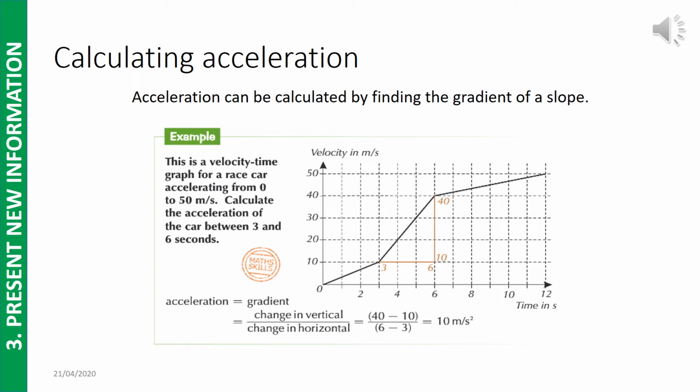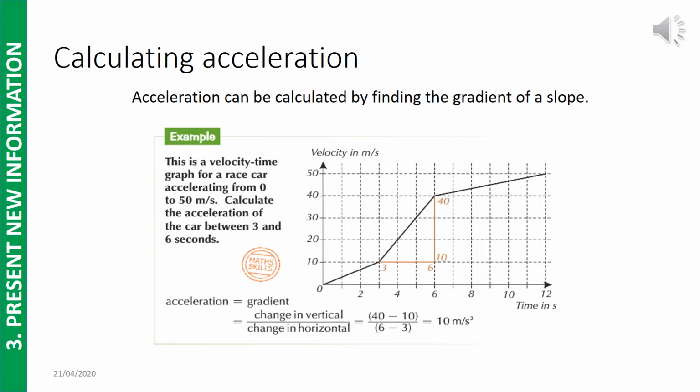taken. So working through this example on the screen here, this is a velocity time graph for a race car which accelerates from 0 to 50 meters per second. You can see that there are three sections to this graph. The first section between 0 and 3 seconds, the second between 3 and 6, and then finally between 6 and 12. Because the gradient of each of those three parts is different, it shows that the acceleration in each of those three parts is different.